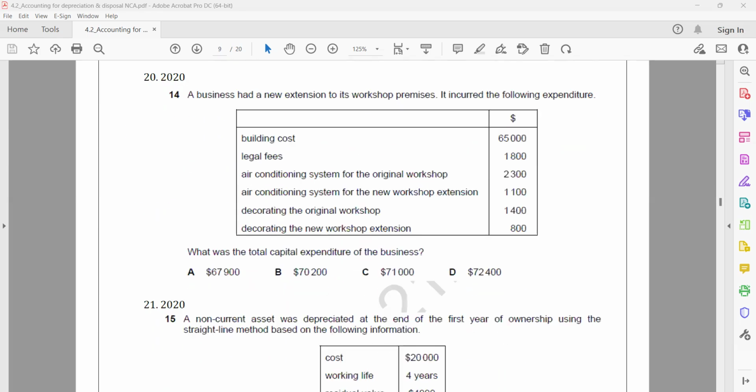Okay, 20. Which one is a capital expenditure? Capital expenditure is a non-current asset. Which item is considered a non-current asset? Building costs. Air conditioning, there are two types: air conditioning system for the original workshop and for the new workshop. The new workshop, yes.